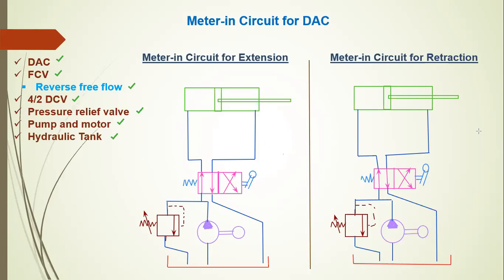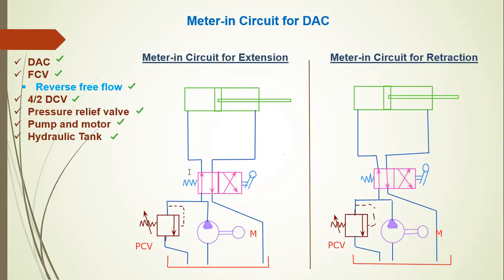Now all the connections in the hydraulic circuit are completed. For the meter in circuit, one component is required to draw: an FCV with reverse free flow. Before drawing the FCV, we give names to all the component parts so it is easy to understand. Here we name the hydraulic pump motor set M, and also write PCV for the pressure control valve.